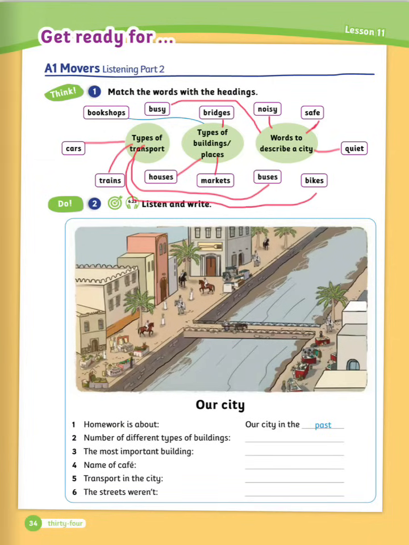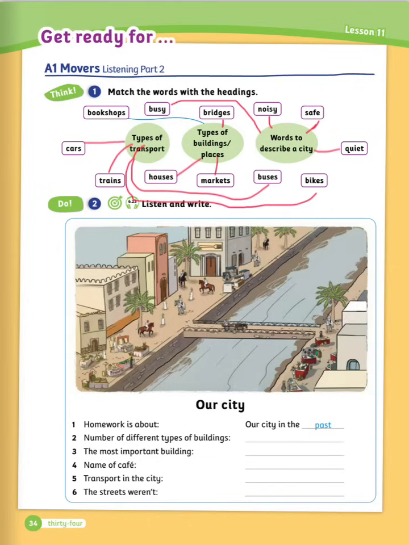Number 2. Okay, so how many different types of buildings were there in our city in the past? That's difficult. Well, think about it. Were there any cinemas? Oh no, Mom, there weren't any cinemas or shopping malls, but there were a lot of houses, small markets, and there was also a bridge.